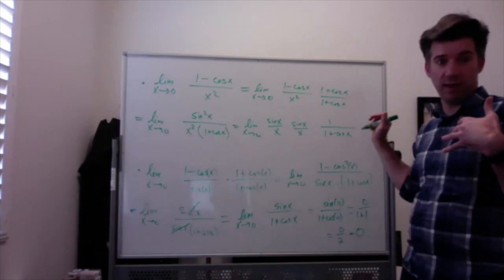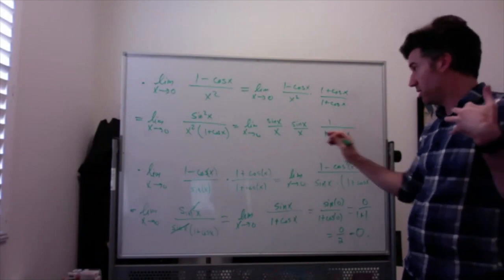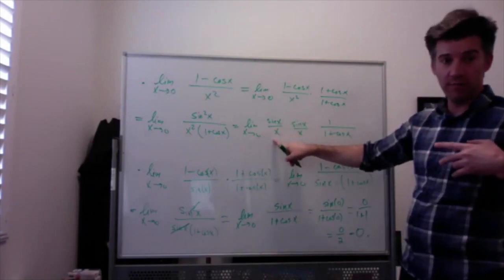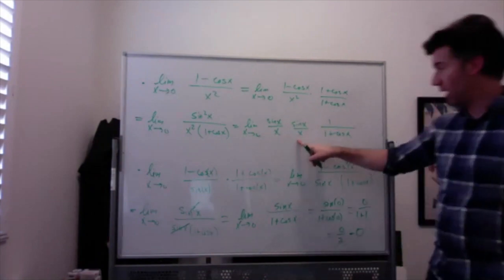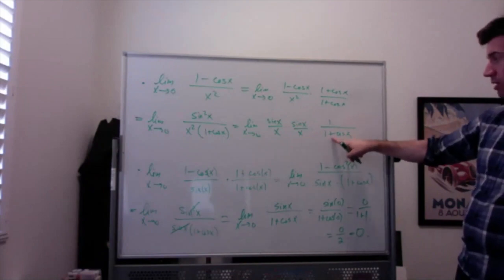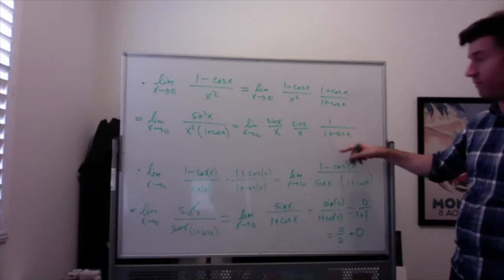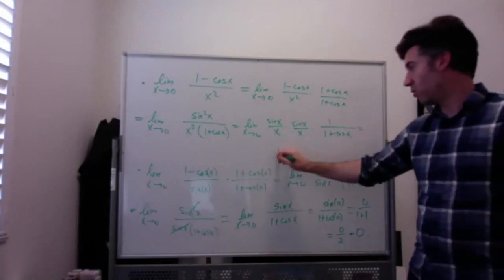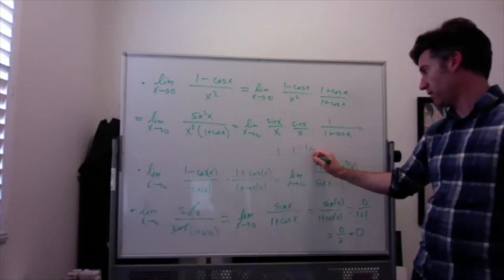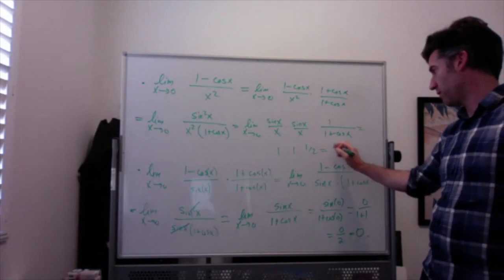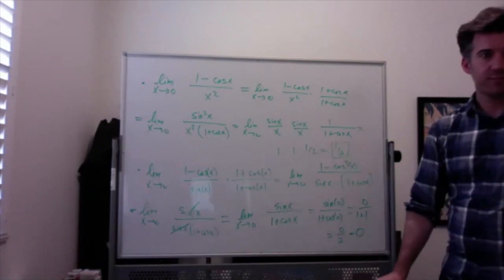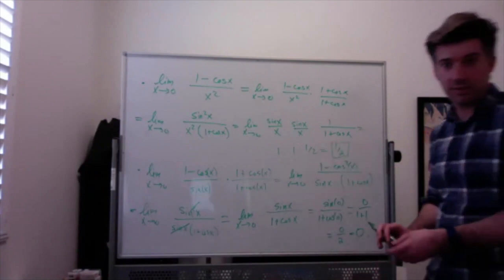So I'm just breaking this up into factors that are convenient to deal with, right? The pieces that I want. So the limit of this is 1, the limit of this is 1, and the limit of this is 1 over 1 plus cosine of 0, which is 1. So 1 over 1 plus 1 is 1/2. So I end up with 1 times 1 times 1/2, which is 1/2. So that's how you approach one like this.